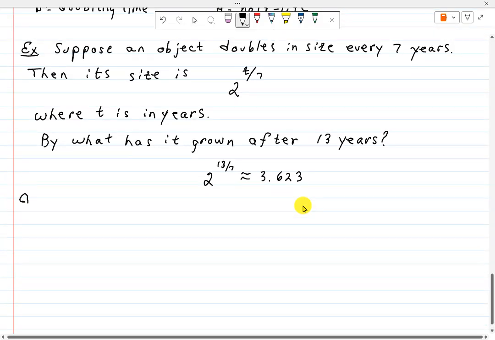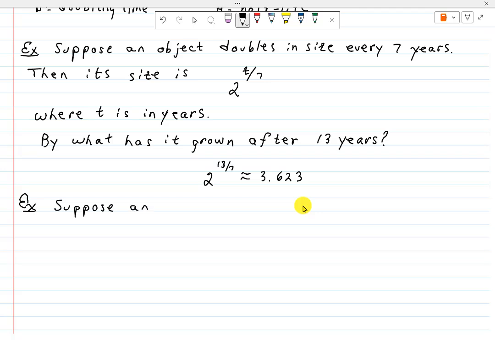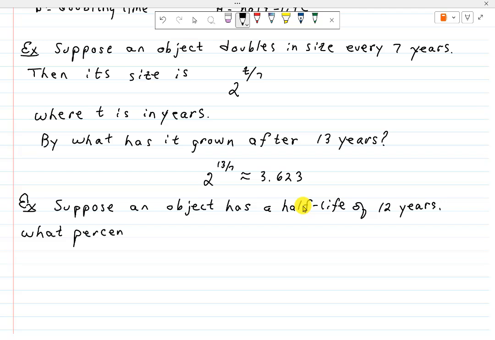Similarly, suppose an object has a half-life of 12 years. What percentage of the object is left after 30 years?